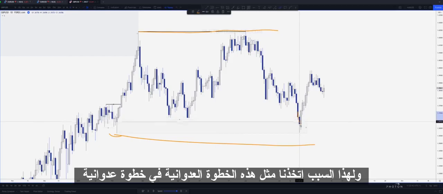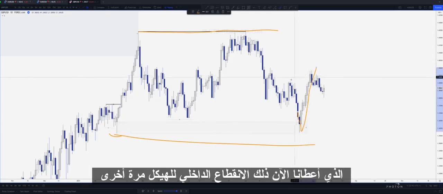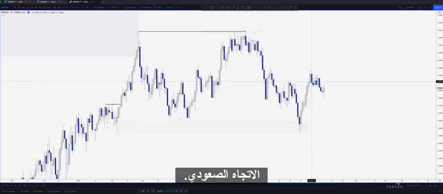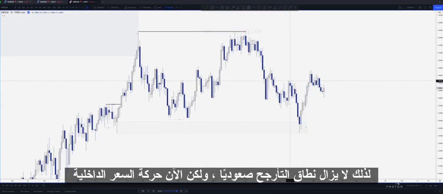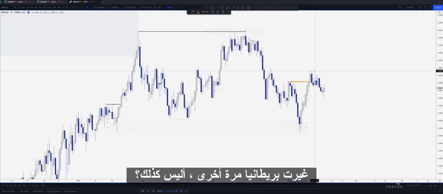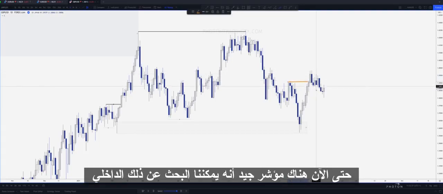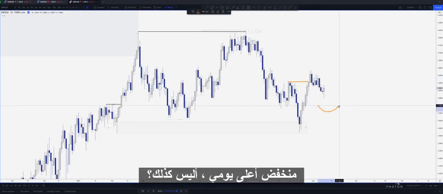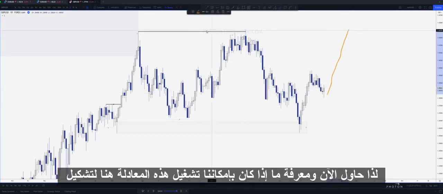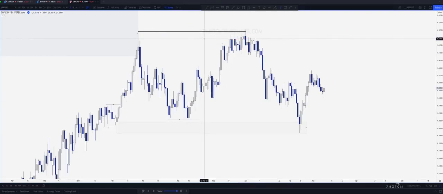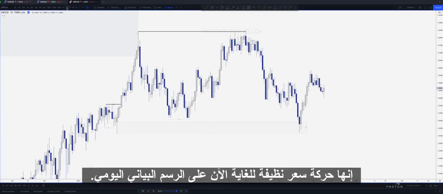And that's why we've had such an aggressive move in and aggressive move out that has now given us that internal break of structure again to the upside. So the swing range is still bullish, and now the internal price action has switched bullish again. So now there's a good indication that we can look for that internal daily higher low, to try and see if we can run those big equal highs up here to form that higher high. So very clean price action there on the daily chart.